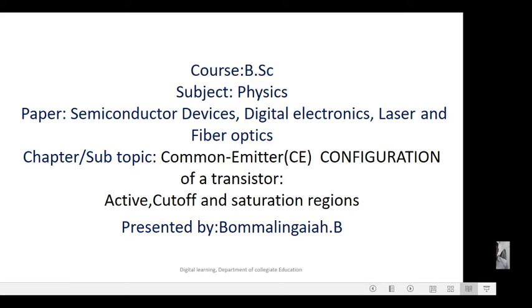Course: BSc. Subject: Physics. Paper: Semiconductor Devices, Digital Electronics, Laser and Fiber Optics. Chapter or subtopic: Common Emitter or CE configuration of a transistor. Active, cutoff and saturation regions. Presented by Bommalingaya B, Assistant Professor, Department of Physics, Srimati Sri YER, Government First Grade College, Pavagada.